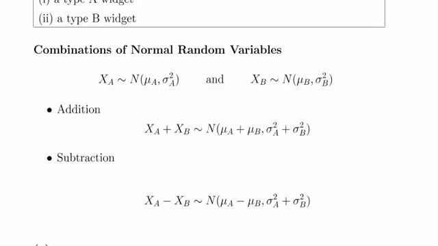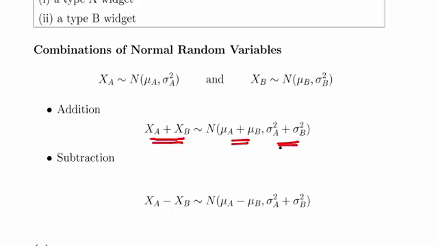Okay, so if you want the addition of those two random variables, which is XA plus XB, essentially what you do is add the means and add the variances. Similarly, if you had three random variables, you could do it the same way, add up all the means, add up all the variances.